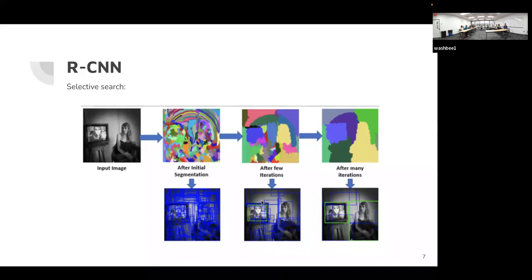You may have said this, but does the R stand for recurrent? Is that what this is, like a recurrent CNN of some kind? Yeah, kind of. It's repetitive. Okay, so it's basically iteratively improving a segmentation. Yes, yes.